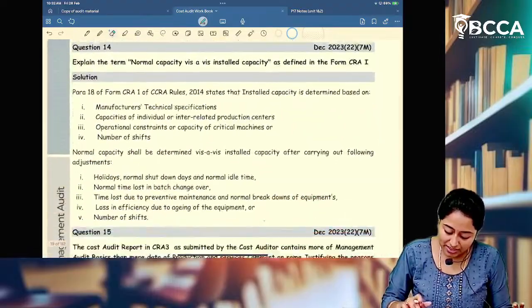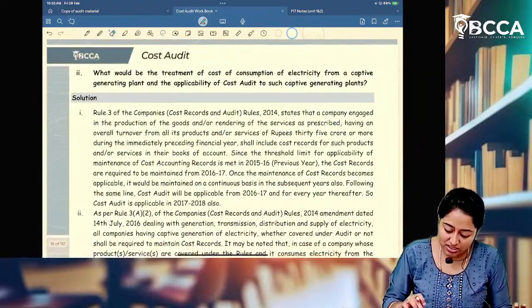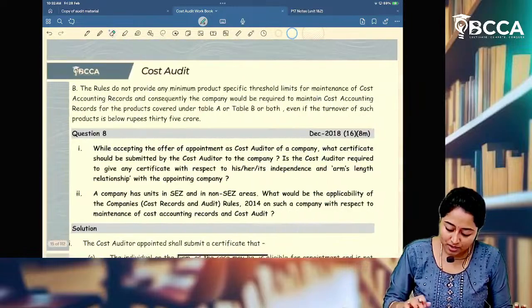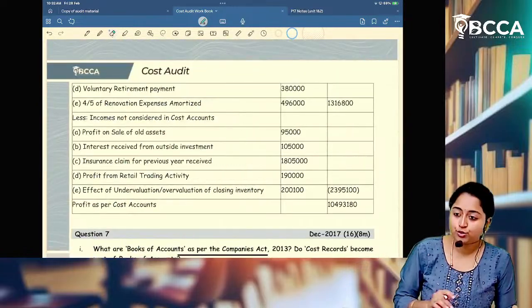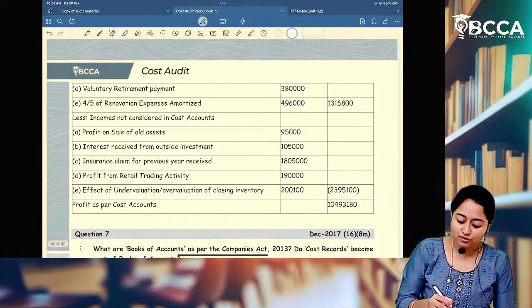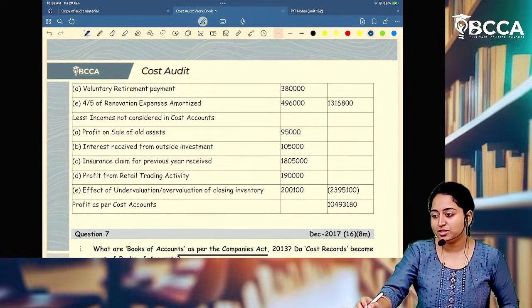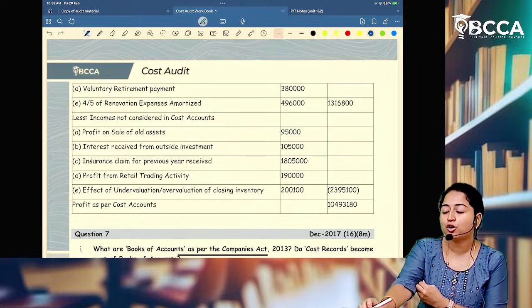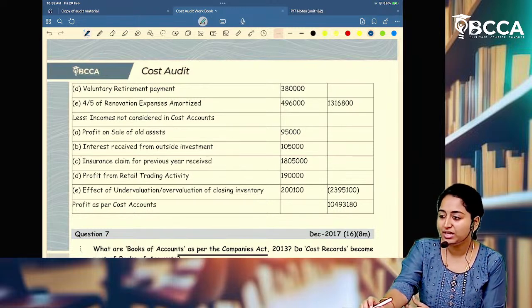Okay? So, this is our last. These are the theoretical questions which are being asked from what? Unit 2, Companies, Cost Records and Audit Rules. So, we have rules, we have forms. You have to focus on all rules and all forms because questions will be asked from it.